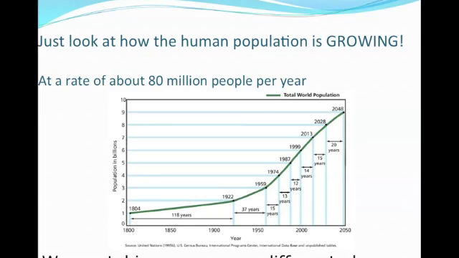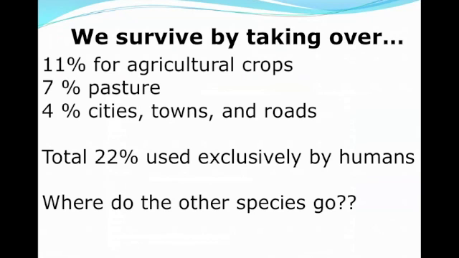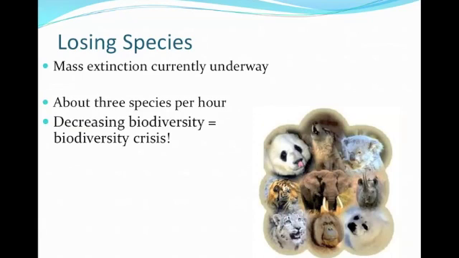So if you look at the year 2000 and then 2050, you can see the population is growing leaps and bounds, taking over many different places in the world, which means that other species really have nowhere to go. So we have 22% used exclusively by humans. If we keep on taking over more and more, other species really have no place to go. So therefore, we are losing species, about 3 species per hour, which is creating a big biodiversity crisis because this is a huge mass extinction.